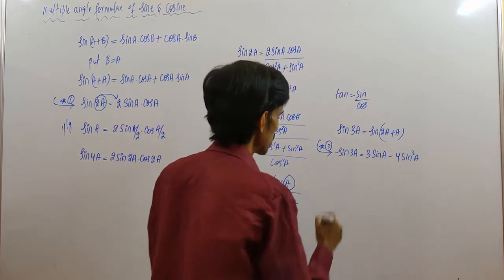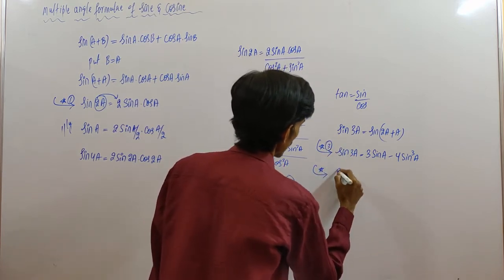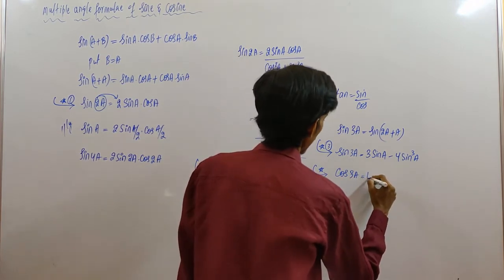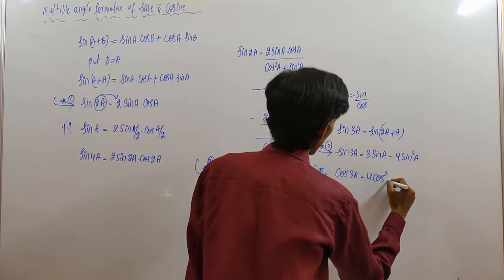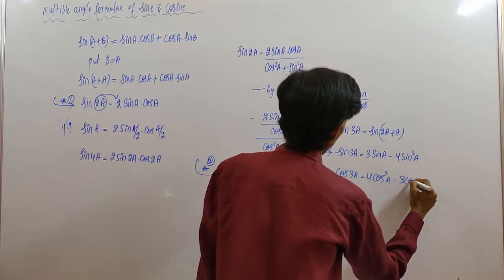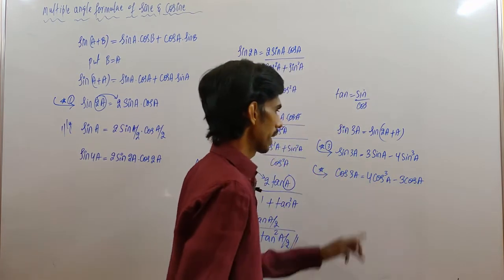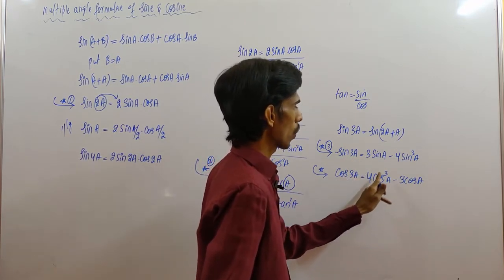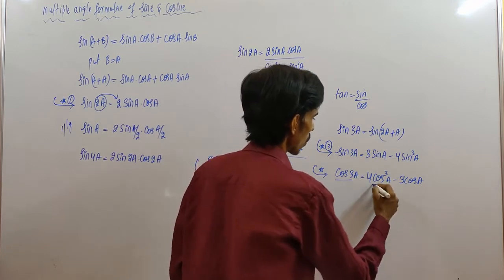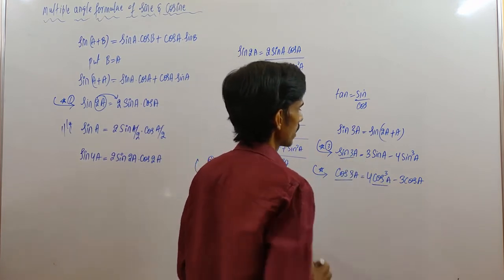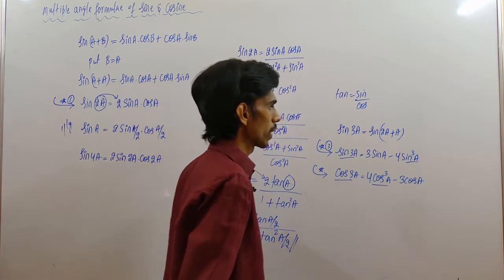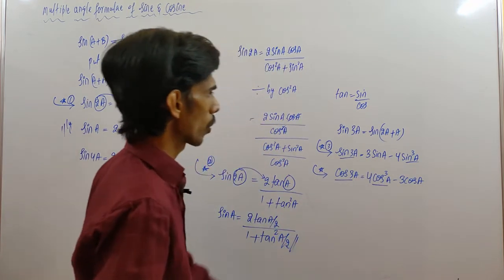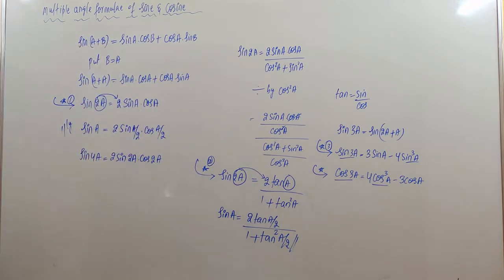Third formula, similarly we have cos 3A equals 4 cos cube A minus 3 cos A. In sin 3A we have 4 sin cube A, in cos 3A we have 4 cos cube A. For cos, 4 cos cube will come first; for sin, 4 sin cube will come at last. 3 sin A, 3 cos A will be there. So these are the formulas that you have to remember.